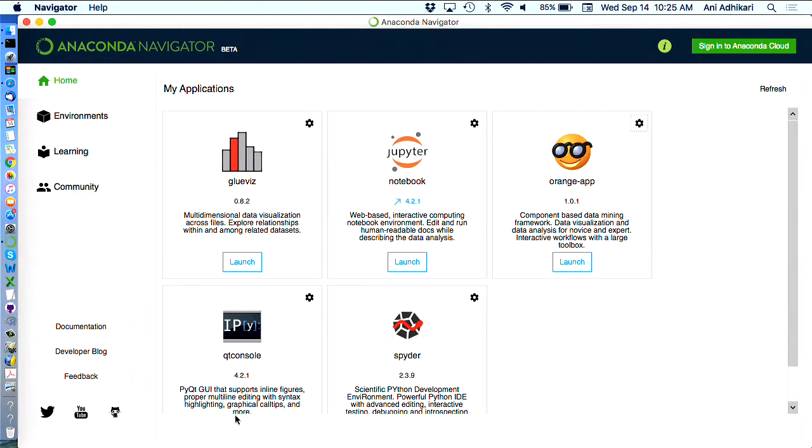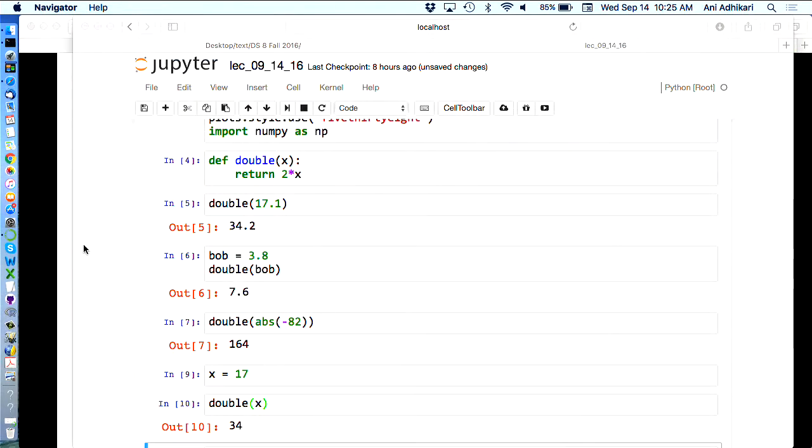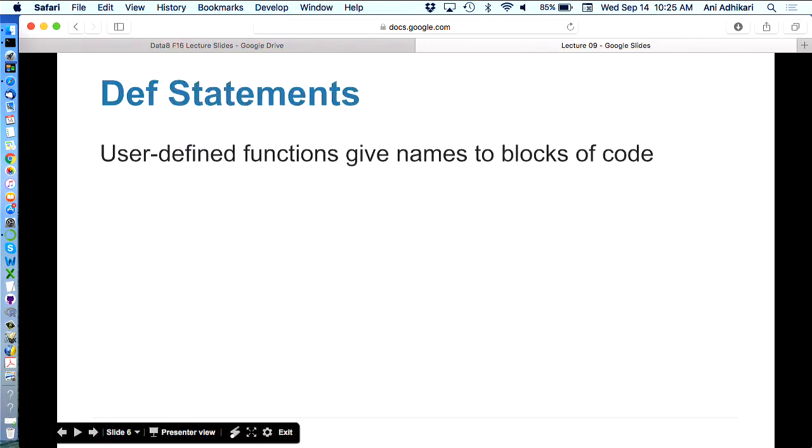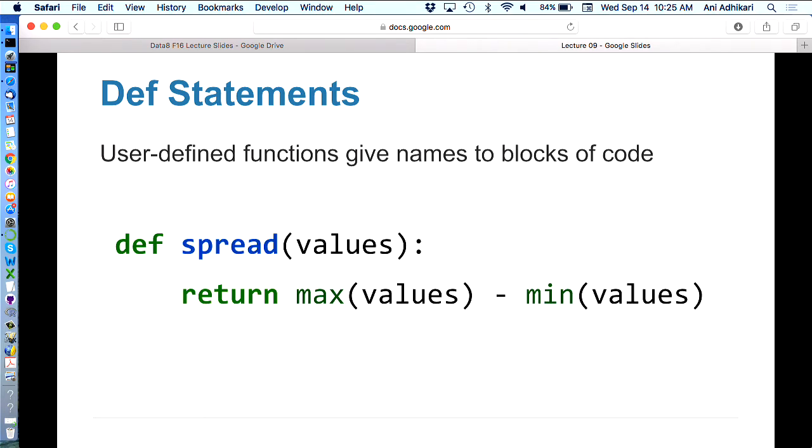So what am I doing here? I don't want that. I want that to go away. I want that. Okay. So we've done def statements, user-defined functions to give names to blocks of code. In other words, you can define your functions. All right, so here we go.